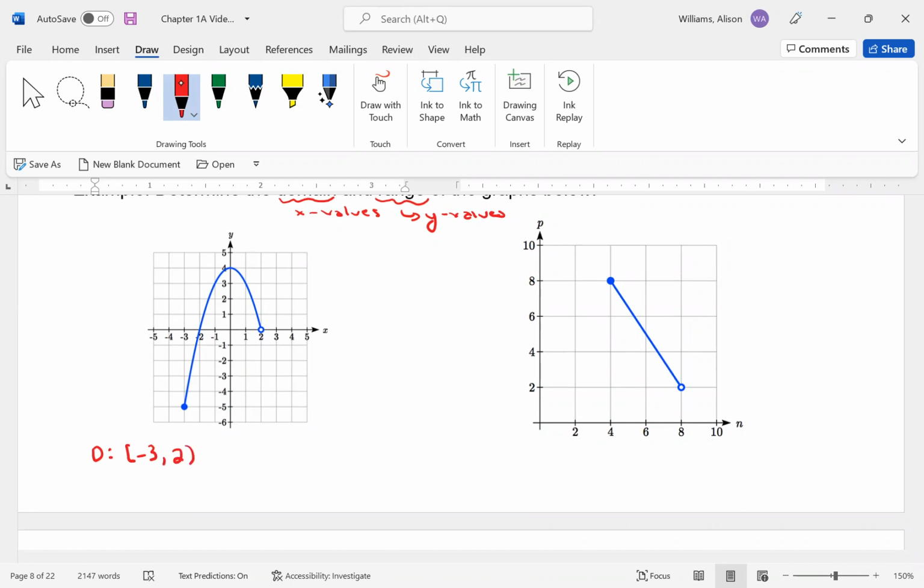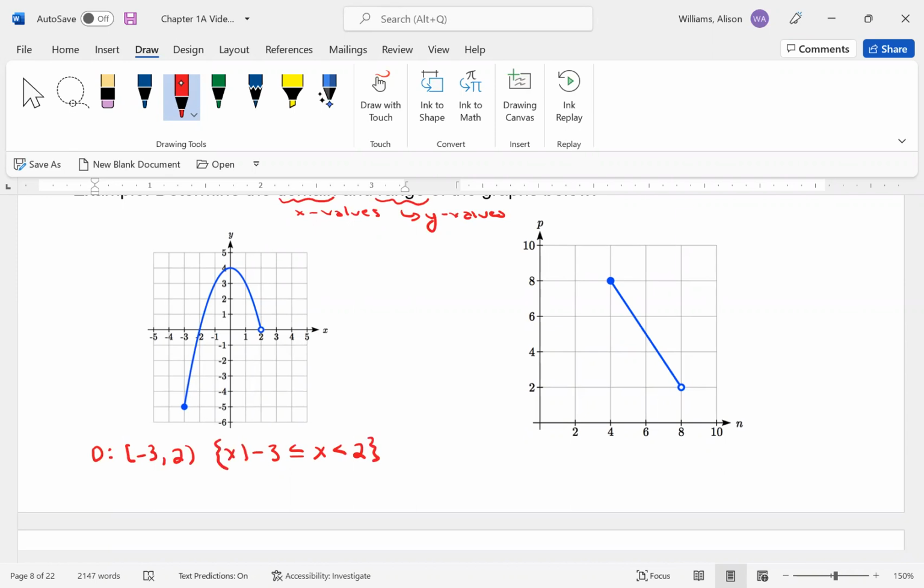In set builder notation, that would be X is between -3 and 2, with an equal to bar on the 3, but no equal to bar on the 2. And then we'll put the X and the squigglies. Okay, so there's the two notations.